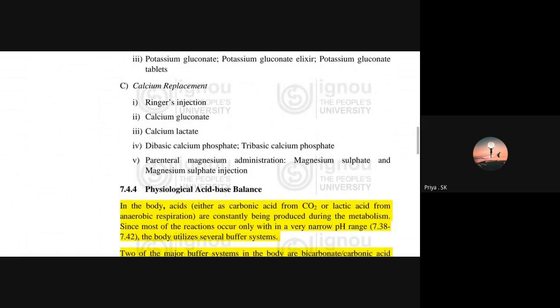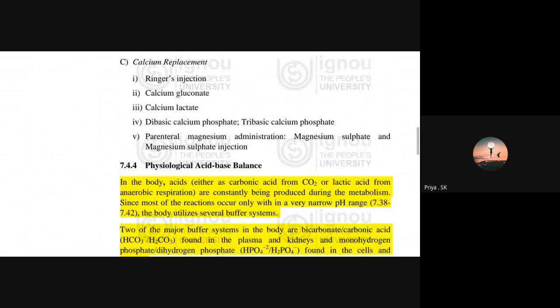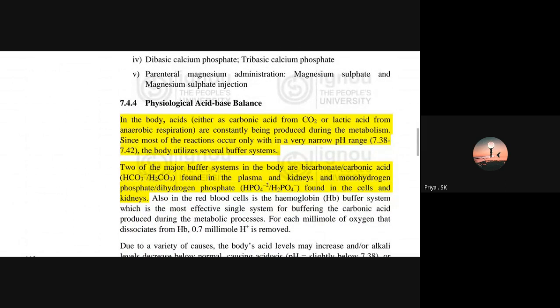So, the next point is physiological acid-base balance. In the body, acids, either as carbonic acid from carbon dioxide or lactic acid from anaerobic respiration, are constantly being produced during metabolism. Since most of the reactions occur only within a very narrow pH, that is 7.38 to 7.42, the body utilizes several buffer systems to maintain the pH in the body. That is the proper homeostasis of the body.